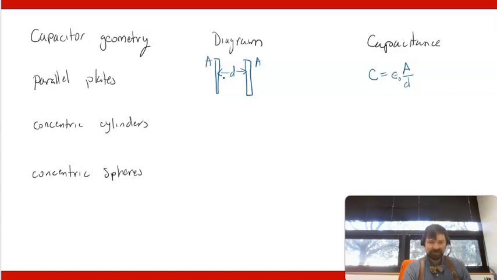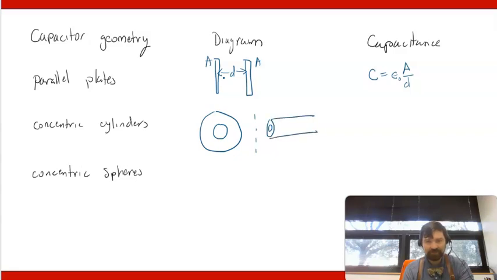Concentric cylinders basically means that you have one cylinder right here and then another cylinder kind of surrounding it, and they should actually be centered at the same location. Kind of hard for me to draw in real time. And then from the side, you basically have a cylinder inside a cylinder, like so. So for this geometry, you need to have a radius for the inner, we could call that R inner, and a radius for the outer, we could call that R out.